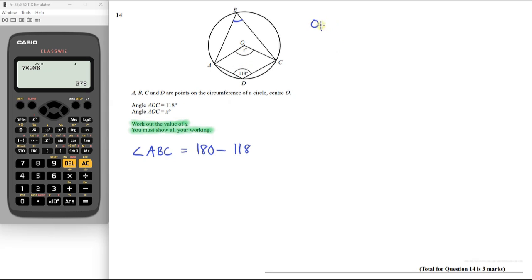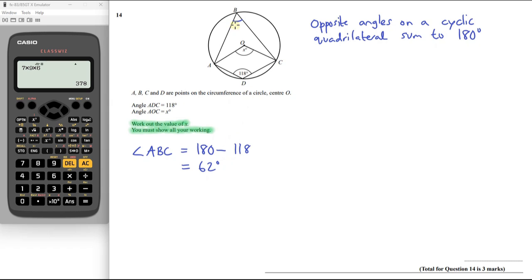So I'm going to write this down. Opposite angles on a cyclic quadrilateral. And what I mean by a cyclic quadrilateral is just a quadrilateral inscribed within a circle. So opposite angles on a cyclic quadrilateral sum to 180 degrees. That's always the case. So this angle is going to be 180 minus 118, which is 62 degrees.